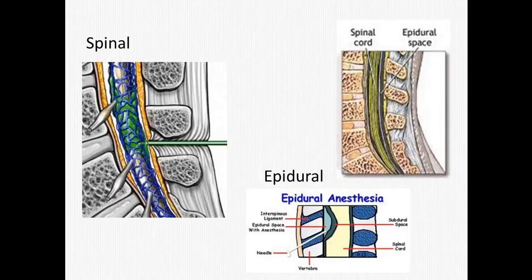Here in this picture of the spine, we see that the needle will penetrate the skin, subcutaneous fascia, ligamentum flavum, and the dura mater, and reach the intrathecal space, which contains the CSF. In epidural anesthesia, the needle will penetrate the skin, subcutaneous tissue, ligamentum flavum, and reach the epidural space. It does not penetrate the dura.